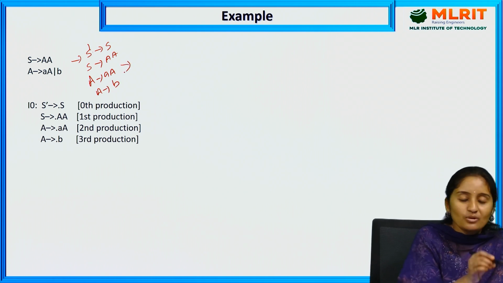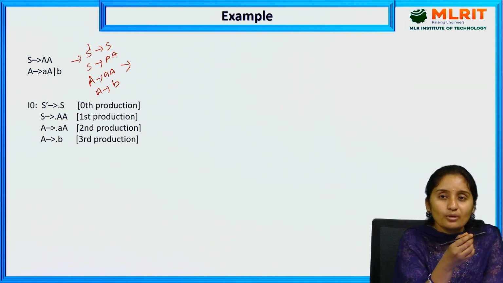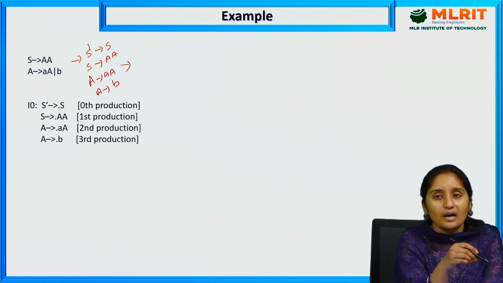Now for this augmented grammar, we are going to insert dots at the beginning of the productions and mention it with a new state I naught.